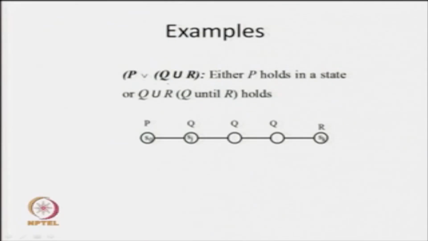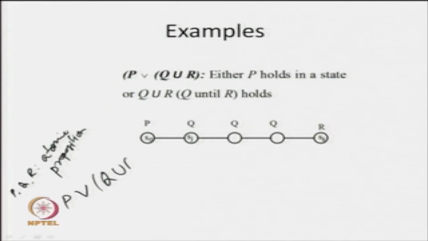Now, come to this particular example. Here we are using P or Q until R. That means we are having P, Q, R as our atomic propositions. We are starting with 3 atomic propositions and we are saying P or Q until R. So, Q until R is a temporal formula, P is a temporal formula, so P or Q until R is a temporal formula. Now, what we are saying is that either P holds in a state or Q until R holds.